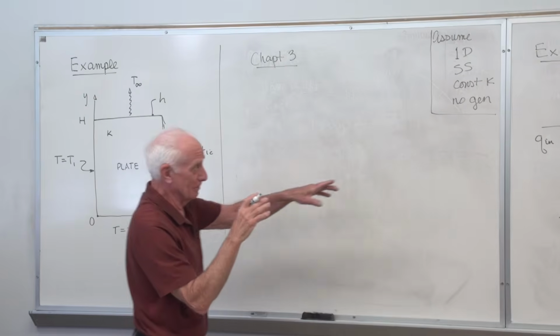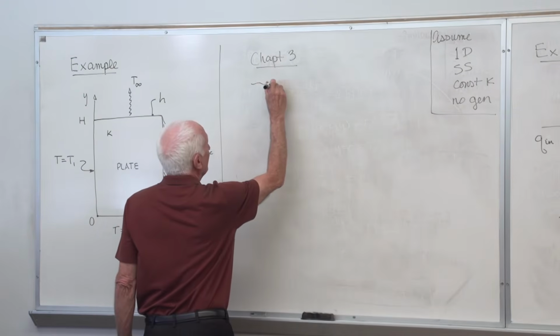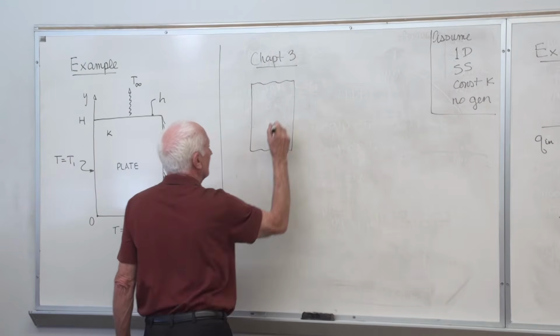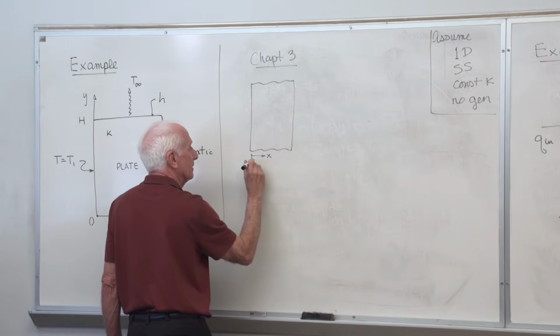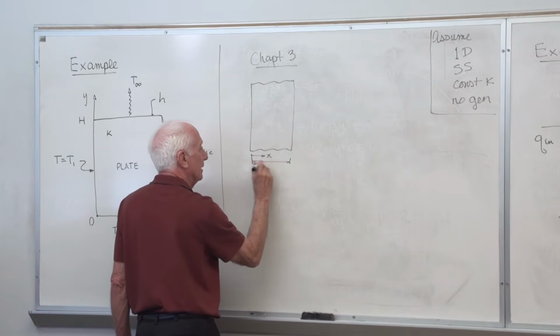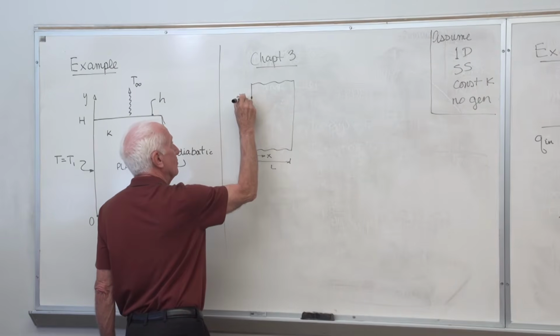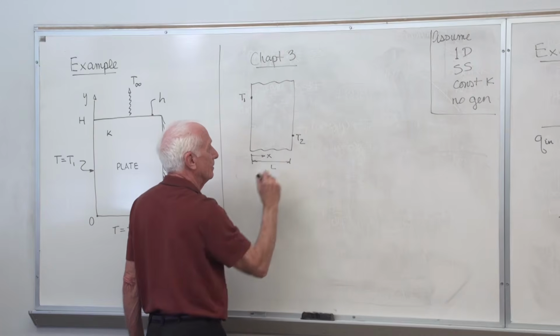We're going to draw a very similar picture to this. Okay. We have, again, a wall. We have x measured from the left-hand side, x equals 0. The thickness of the wall is L. We assume the temperature on that side is T1, maybe hot. Temperature here is T2, maybe cold.